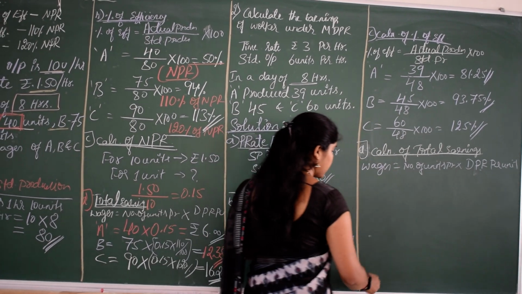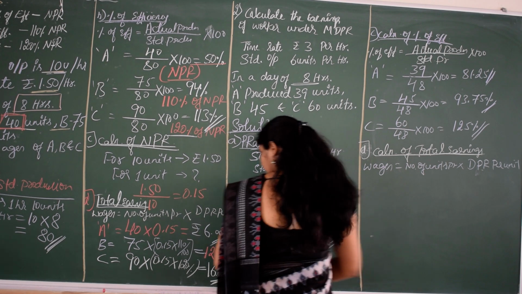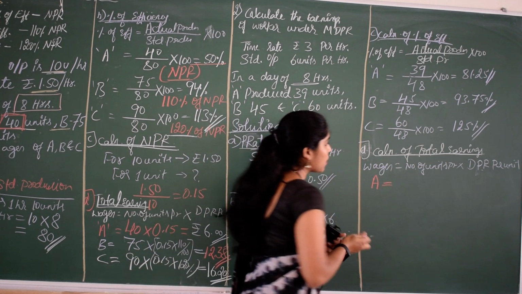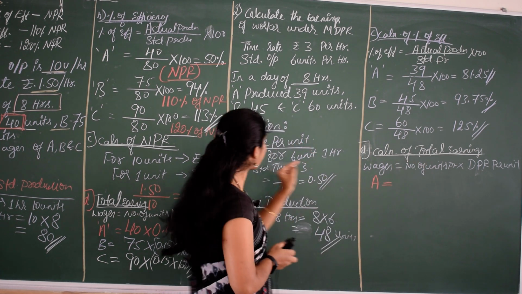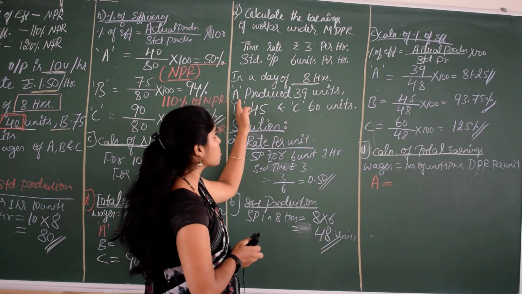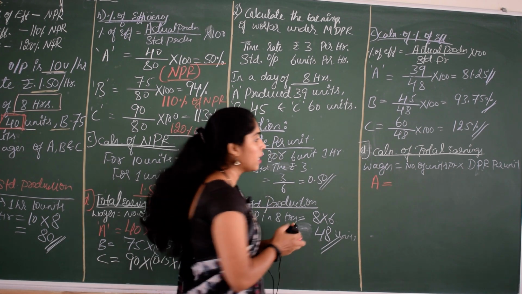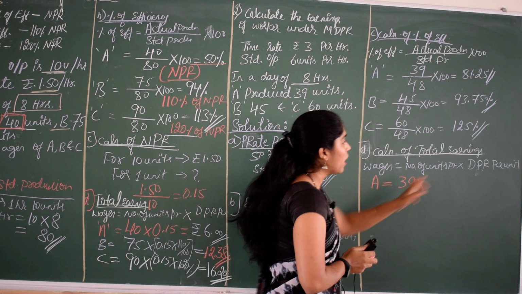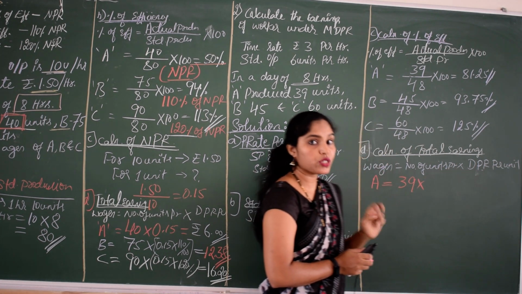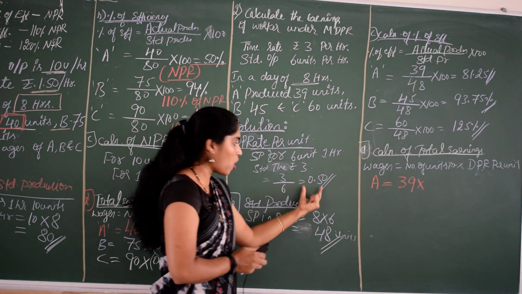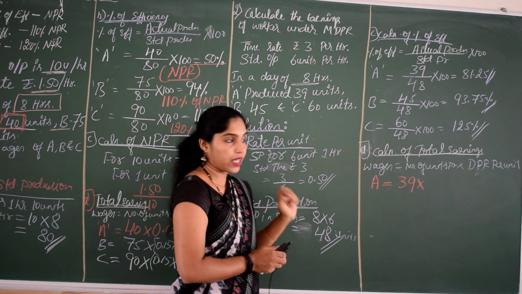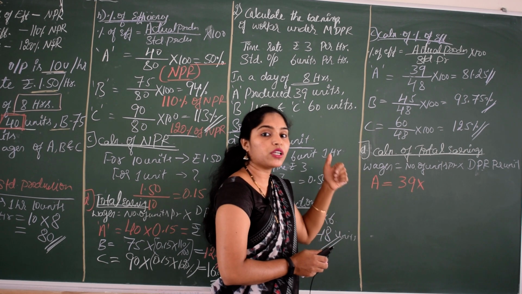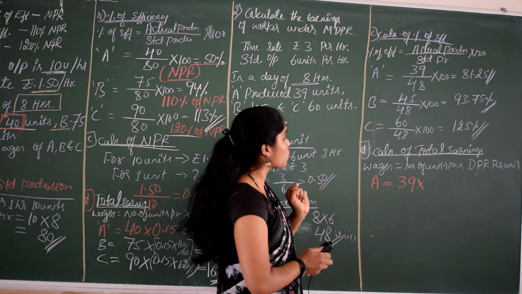So first we have Mr. A. How many units is A going to produce? A is producing 39 units. So take that 39 units into differential piece rate per unit. So what is the differential piece rate? See, normal piece rate is 50 paise, and the differential piece rate we need to identify based on the percentage of efficiency.